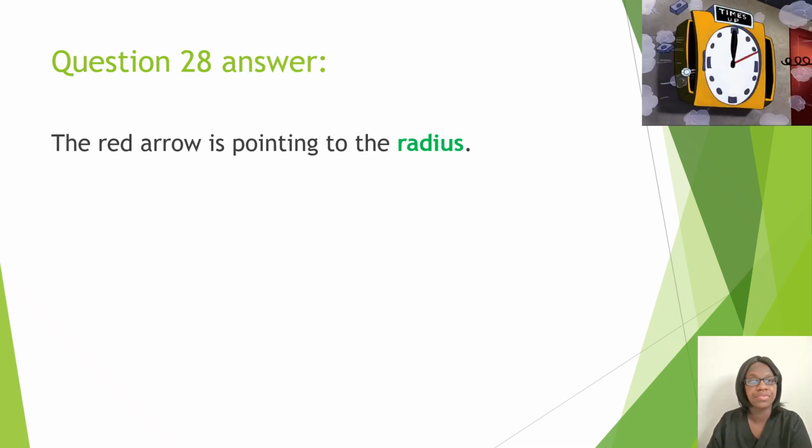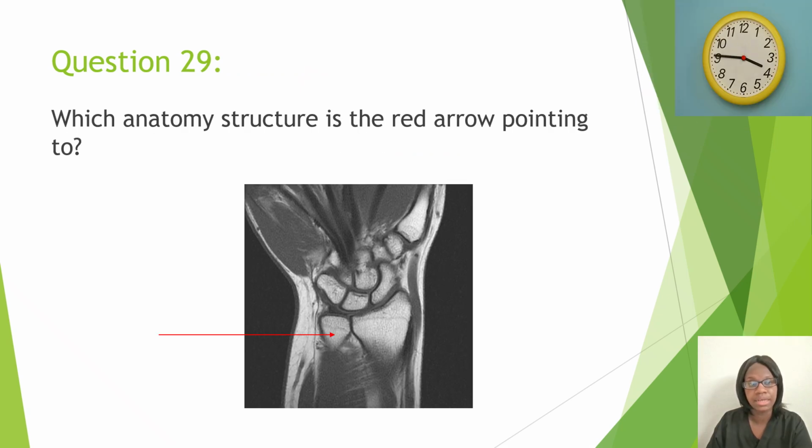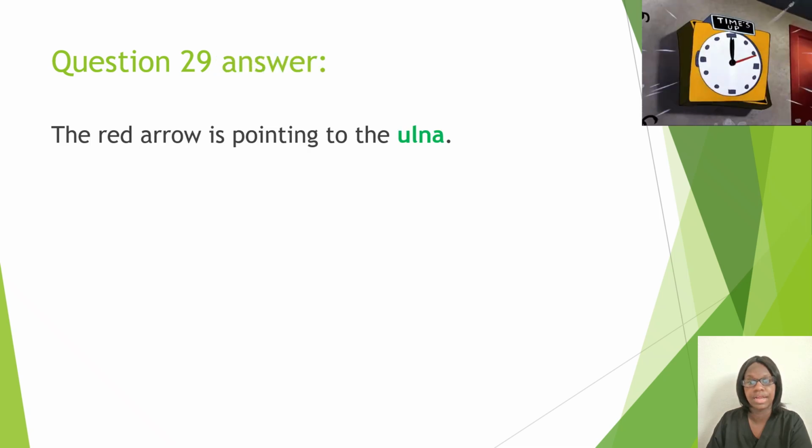All right, the red arrow is pointing to the radius. Question 29. Which anatomy structure is the red arrow pointing to? Right. The correct answer is the ulna.